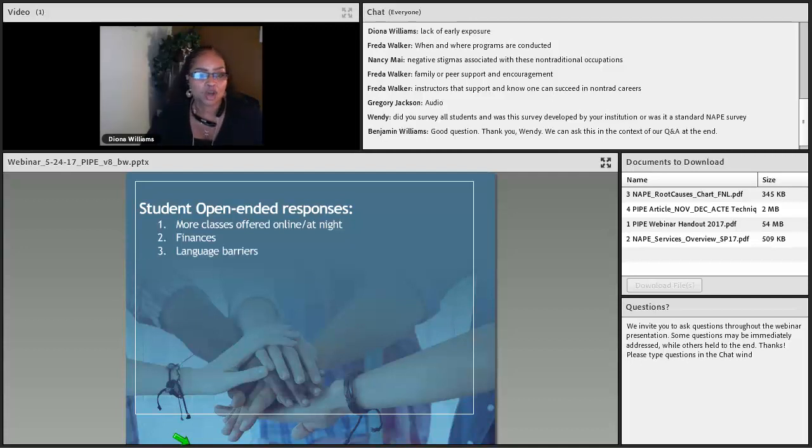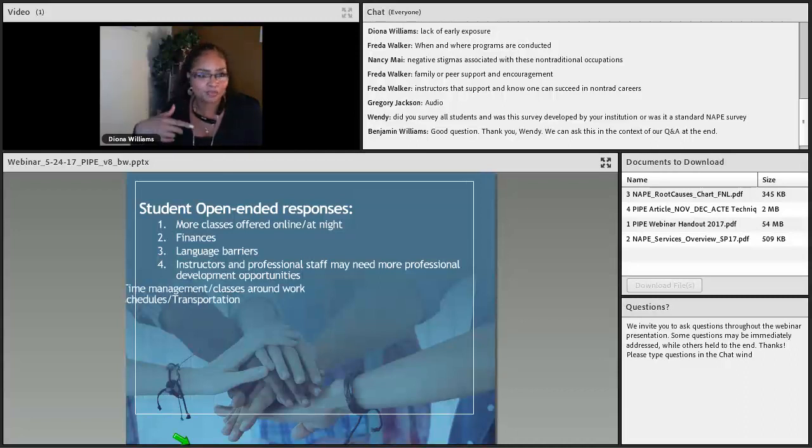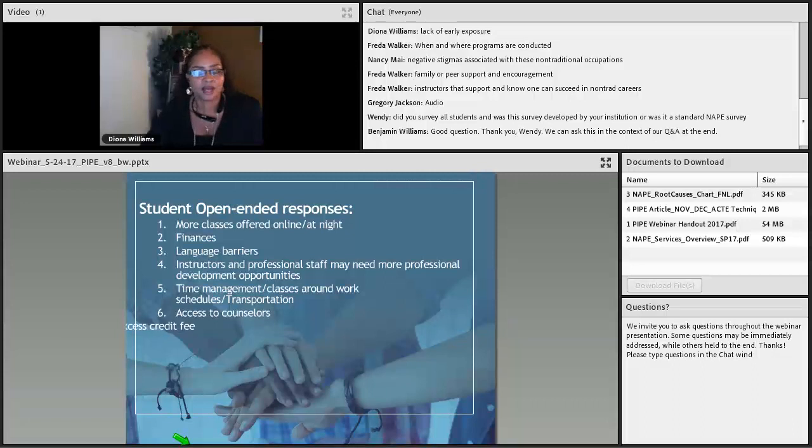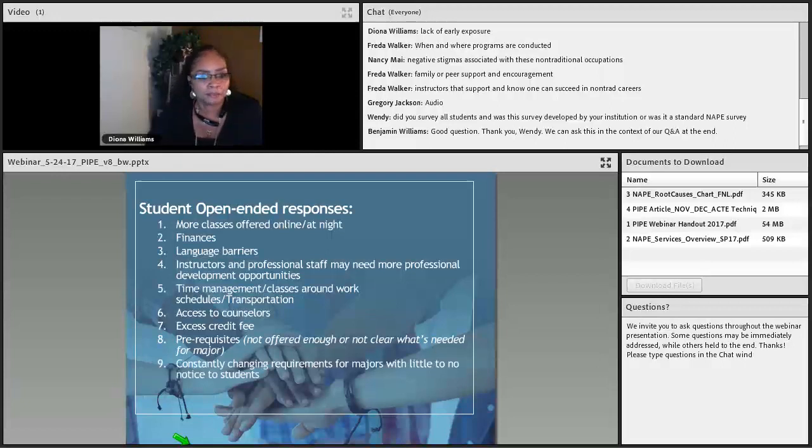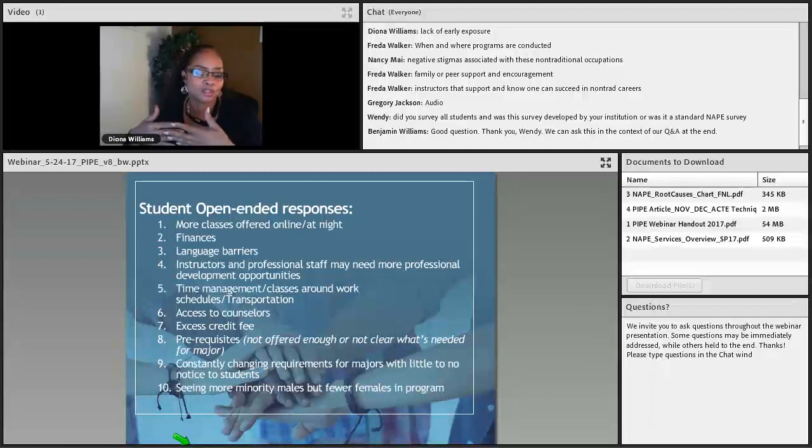Some of the open-ended responses I just wanted to share. They wanted to see more classes offered at night. Finances was an issue that was repetitively mentioned in the focus group. Language barriers. Our Hispanic student population is very high here at CSN, and they have language that was a barrier. They wanted to see their instructors be a little bit more technically savvy, so I tried to word that in the best way that I could that was diplomatic. And they wanted to see their instructors more interactive with them, so that was one of the things that they mentioned.